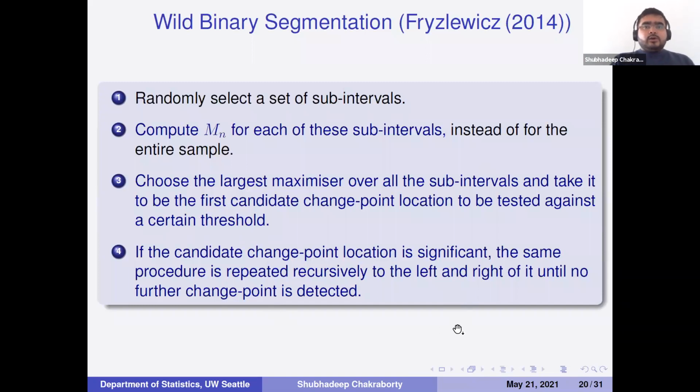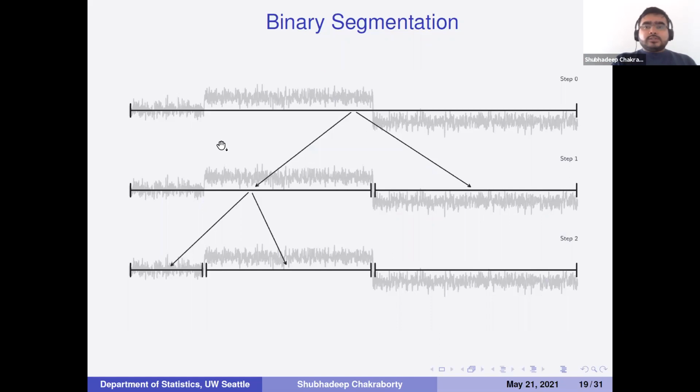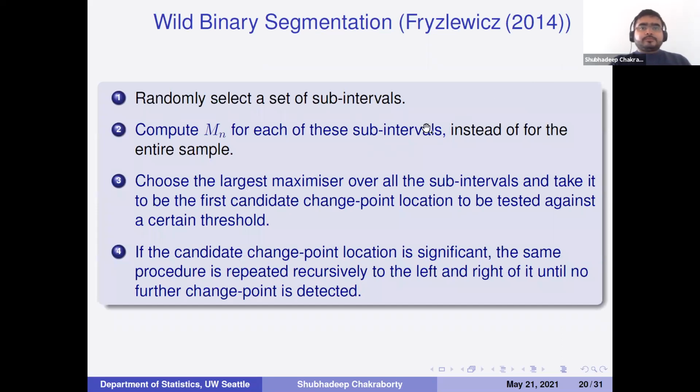Let us focus on the first step. In binary segmentation, one would apply the test for a single change point location on the entire data range. Instead of doing that, what wild binary segmentation, or WBS, does is select a large number of sub-intervals randomly from the entire data range. For each of those sub-intervals, compute MN.